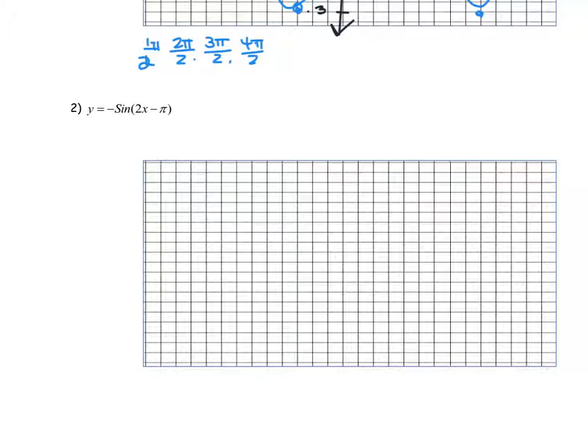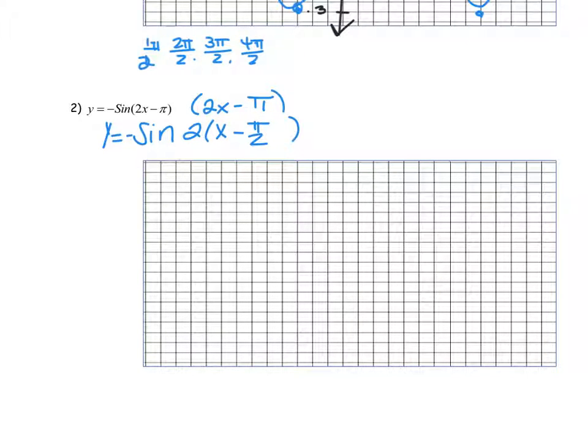Alright, the first thing I notice is that my b, or my number of cycles, is hanging out inside the parentheses. And I know that that can't be there. So I need to take this 2, x minus pi, and I need to take out that 2. So I'm going to divide each of these pieces by 2 here. So I'm going to be left with x minus pi over 2. So my new equation is y equals negative sine 2 parentheses x minus pi over 2.